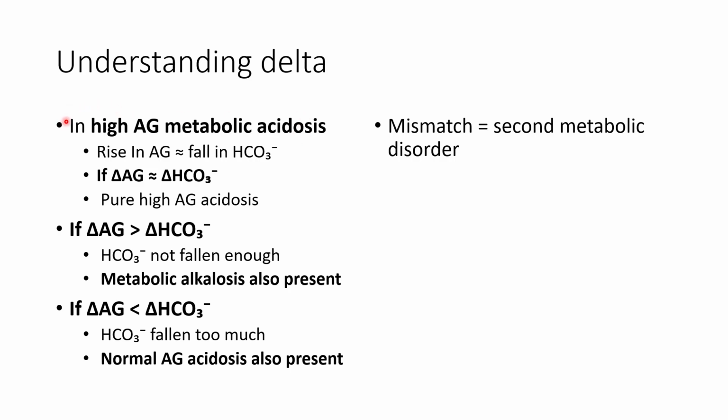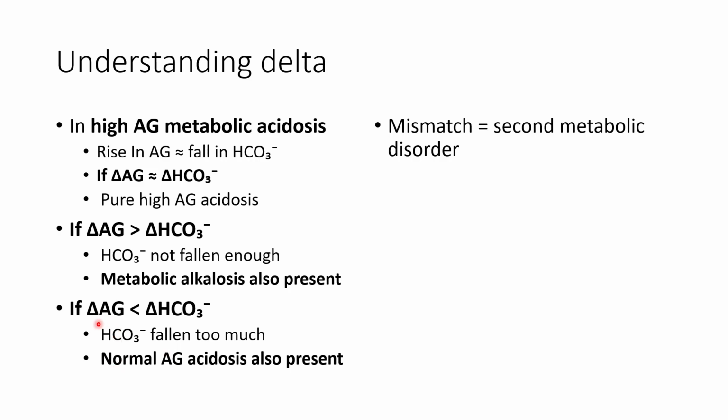First, we have cleared that the patient has high anion gap metabolic acidosis. Now you have to check whether the rise in anion gap is equal to the fall in bicarbonate. If it is approximately equal, then it is just pure high anion gap acidosis. In case the change in anion gap is more than the fall in bicarbonate, then it means that the bicarb has not fallen enough, indicating that there is metabolic alkalosis also. The reason why bicarb is still high.